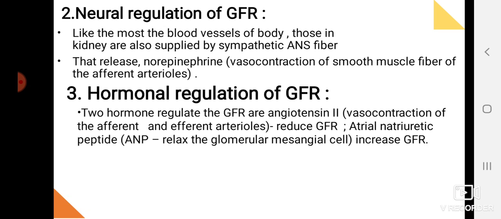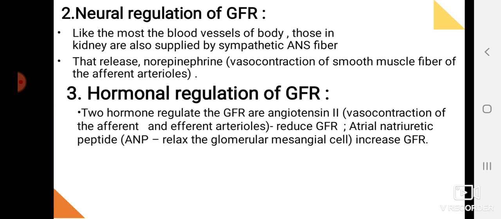As the name suggests, this is a type of nerve regulation. Usually the glomerular blood vessels are also supplied by sympathetic autonomic nervous system fibers, as are the blood vessels present in the rest of the body. They are also supplied by sympathetic autonomic nervous system fibers.